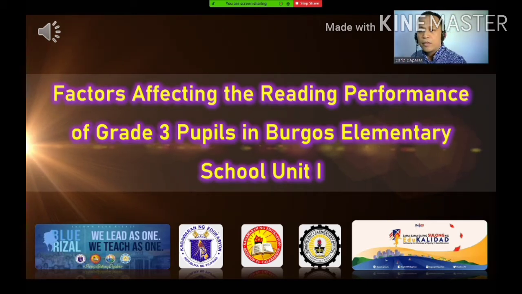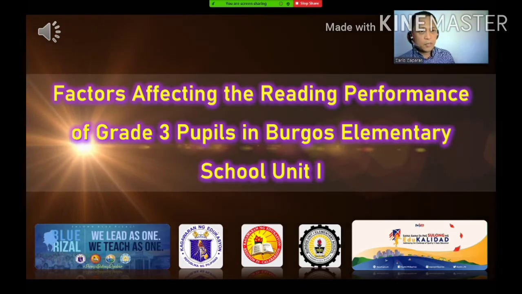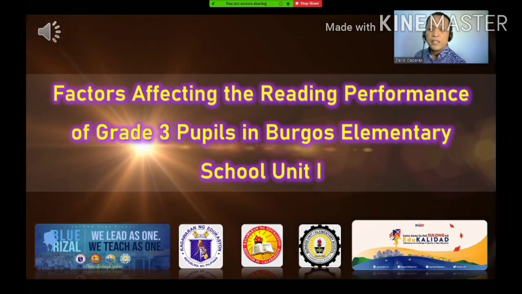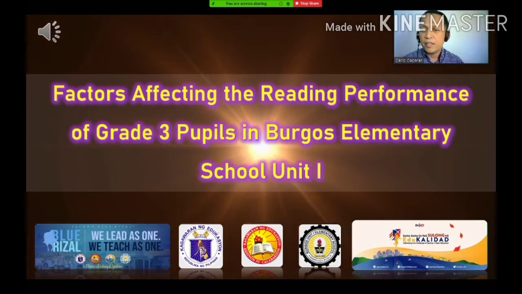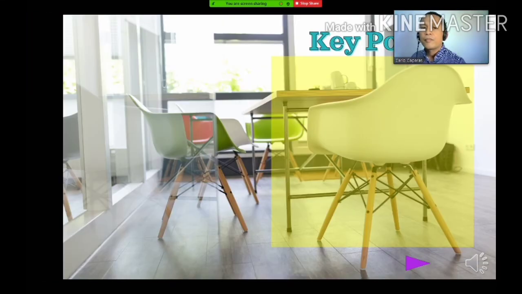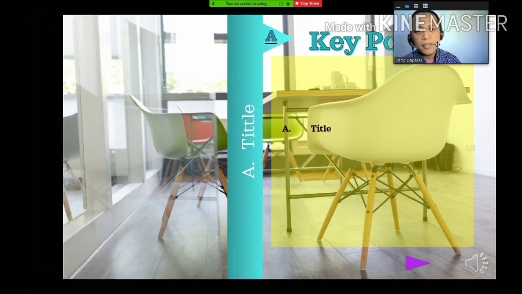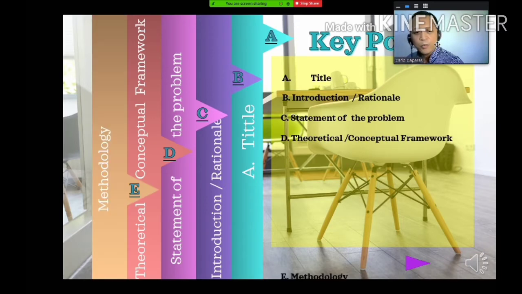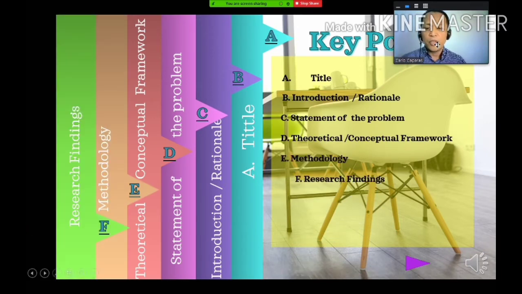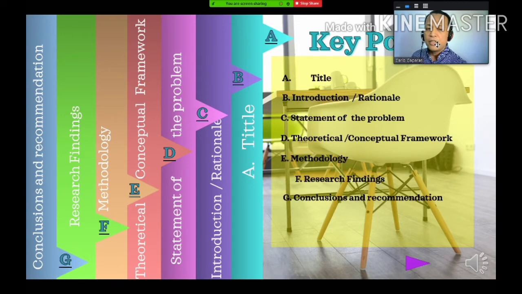Factors affecting the reading performance of grade 3 pupils in Burgos Elementary School Unit 1. Here are the key points: the title, the introduction, the rationale, the statement of the problem, the theoretical and conceptual framework, the methodology, and research.